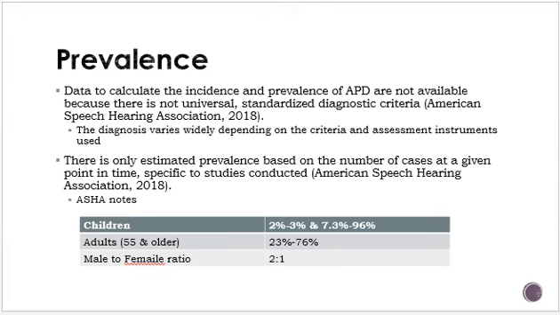So for children, there is 2 to 3%, and 7.3 to 96% of children will have APD. So that's a wide range, from 7.3% to 96%. But that's done on a case-by-case basis. Researchers who study individuals have estimated the prevalence based on their specific studies. For adults, ages 55 and older, it is 23 to 76%, and the male to female ratio is 2 to 1.